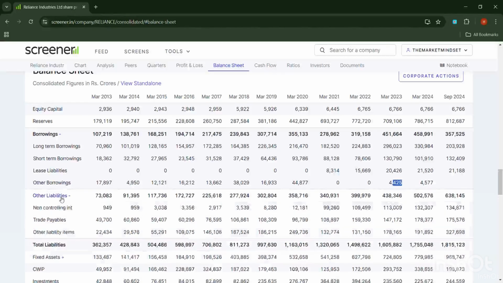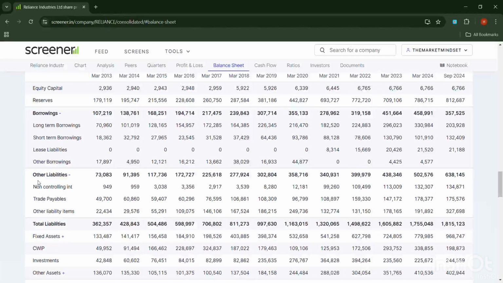Other liabilities basically are the obligations that do not fit into the borrowings section. When you click on other liabilities, it is further bifurcated into three parts, that is non-controlling interest, trade payables, and other liability items. First is the non-controlling interest. So non-controlling interest basically refers to the portion of a company's ownership that belongs to minority shareholders or other investors when the majority of the company is owned by a larger parent company.